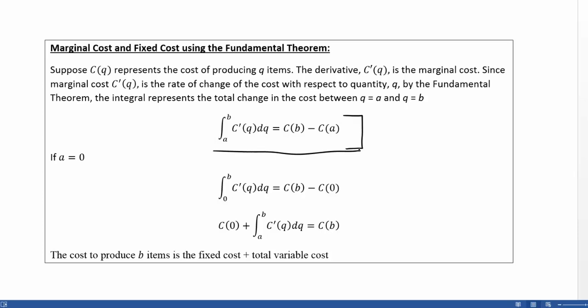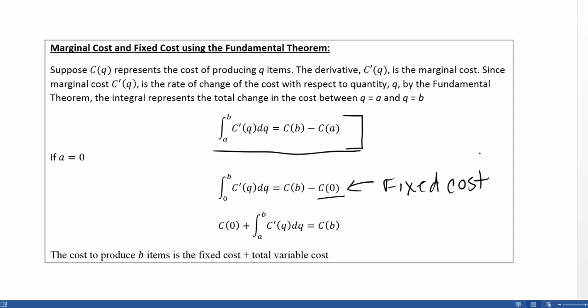But if A happens to equal 0, so if we're looking for the cost to produce any number of items starting from 0, then we get the integral from 0 to B of C prime of Q dQ equals the cost at B minus the cost at 0. But remember, the cost at 0 is the fixed costs of the function. The fixed costs are the costs you have to pay before you've even made any of your item. So that's the point where Q equals 0.